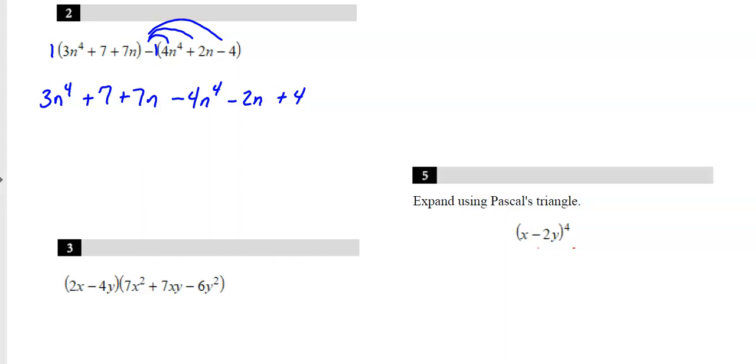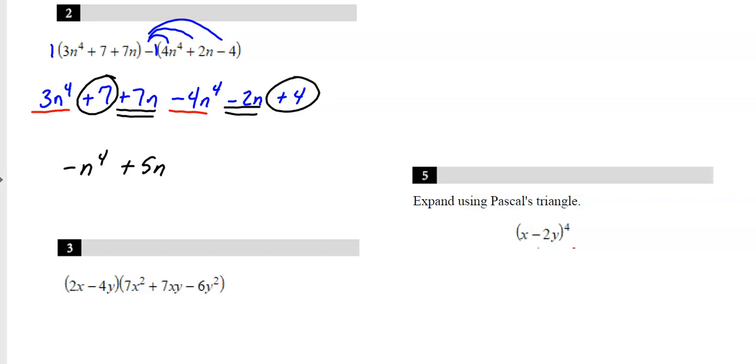So I've made everybody in the second parenthesis opposite. Now I do just like in number 1. Gather up my like terms. That gives me a negative n to the fourth. The next biggest power there would be the n's. So I have 7n, negative 2n. That's a plus 5n. And then lastly, my constants, positive 7, positive 4 is a positive 11. All right, moving on down to number 3.